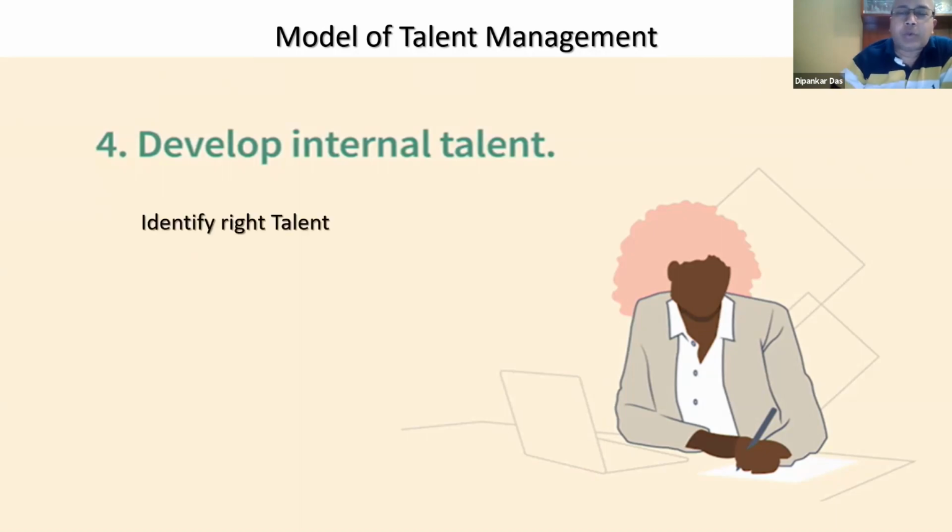So if you have to do it internally, then again, you have to be very careful in identifying who are the right people for this role. And then you develop that talent, because everybody may not be an immediate right fit. So you have to mentor them, you have to coach them, you have to help them come up the learning curve. So those are things which need to be done.